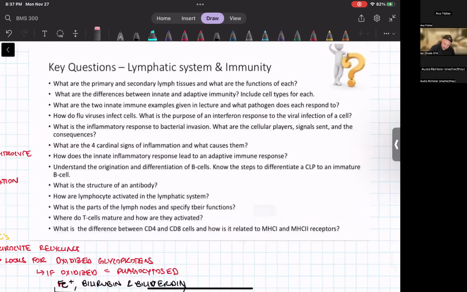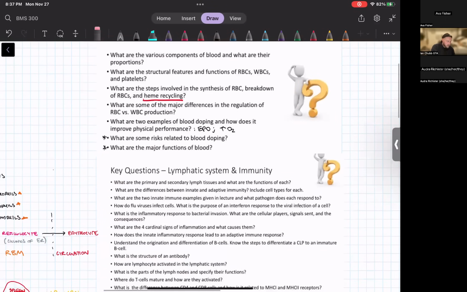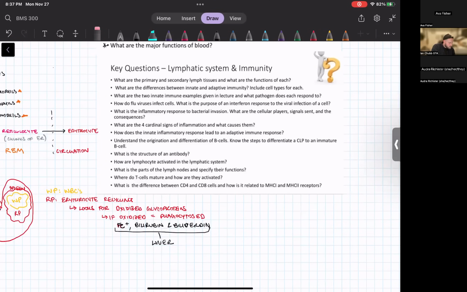Oh, wow, he just jumped right into immunity. Did I skip one on accident? Hmm. All right.